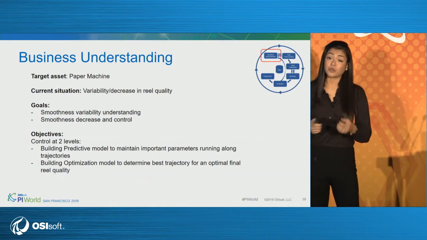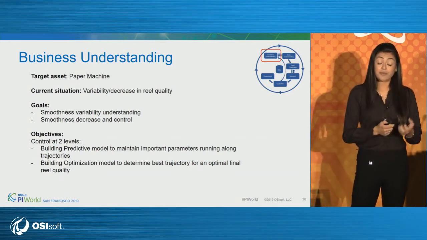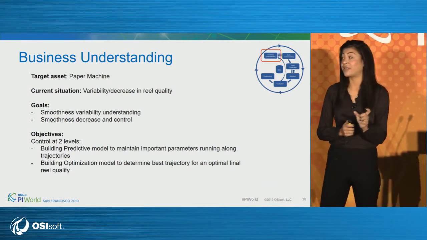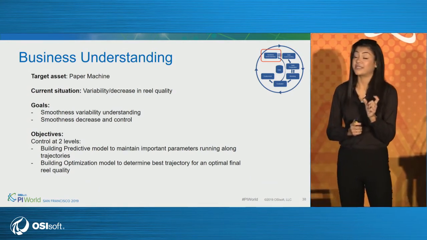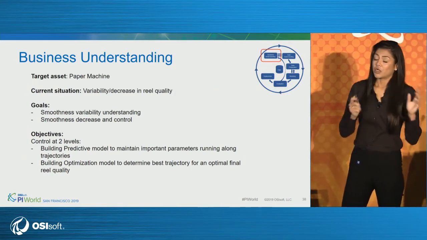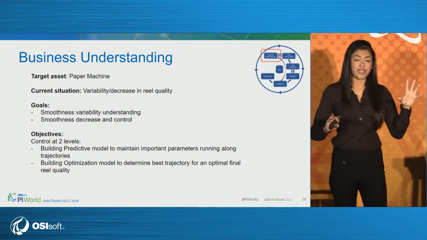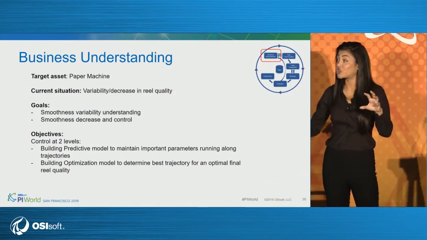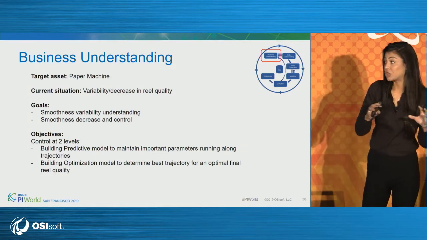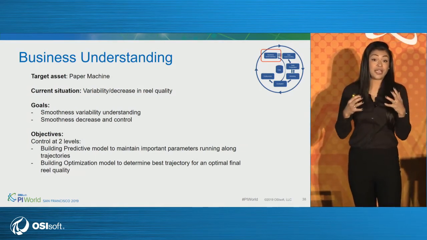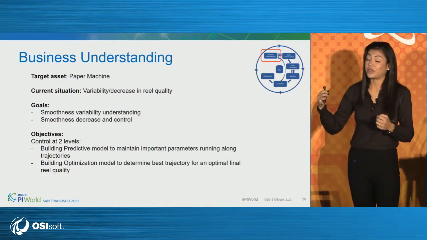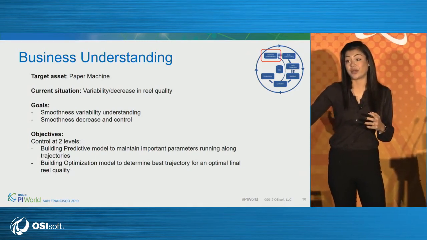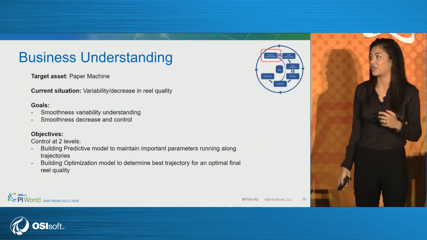So adding some more specification to, again, understand that business case. So about smoothness, variability, understanding, and smoothness decrease and control. So going back to Ahmad's point, are you trying to predict or are you trying to control using your model? In this case, they wanted to do both, right? First, build a predictive model to predict how you're running, and also build an optimization model that could then tell you how you should be running and help you control your process a little bit more.